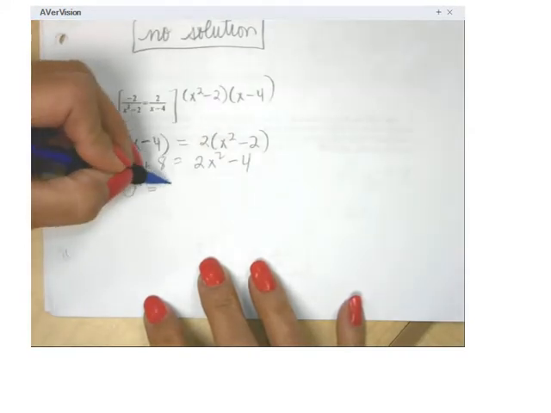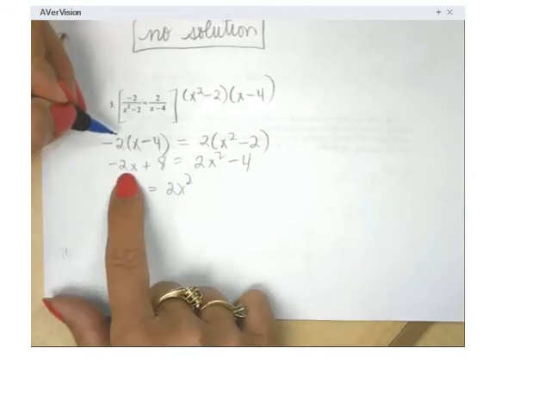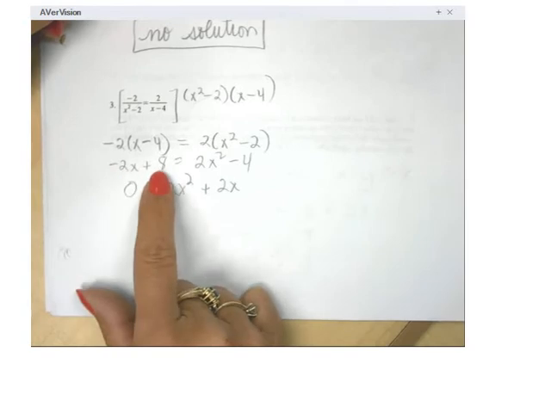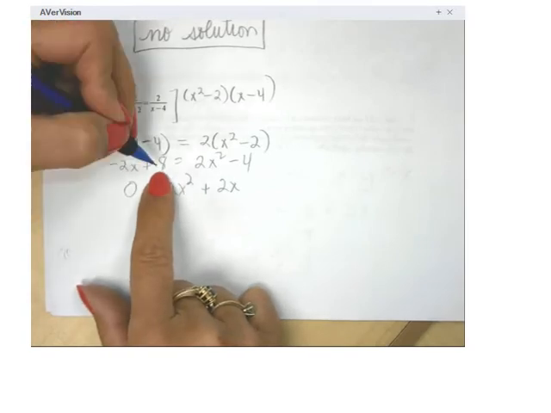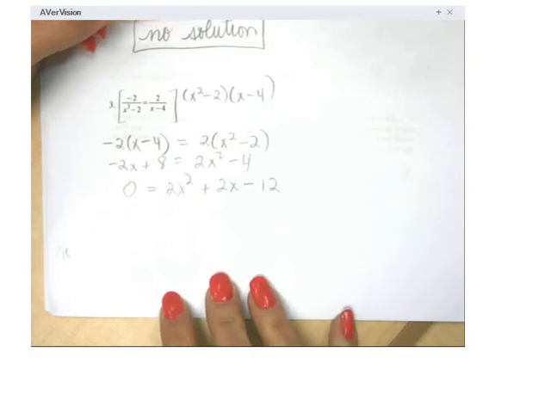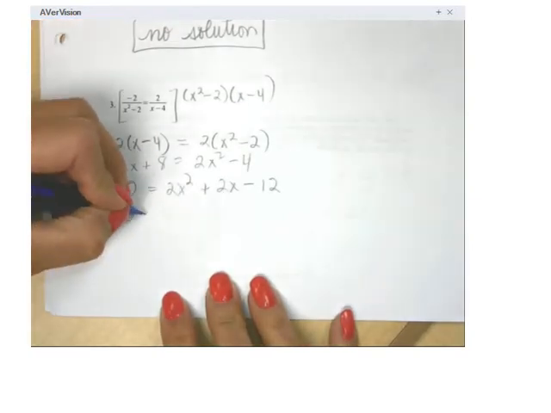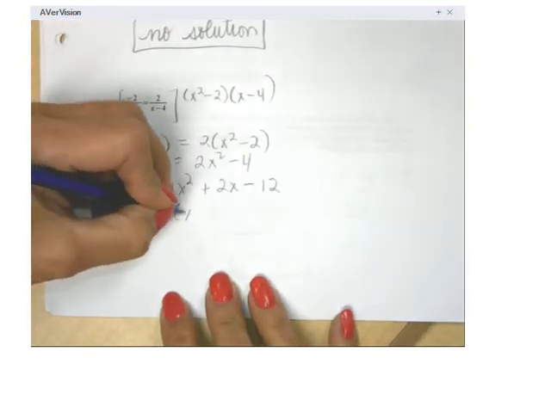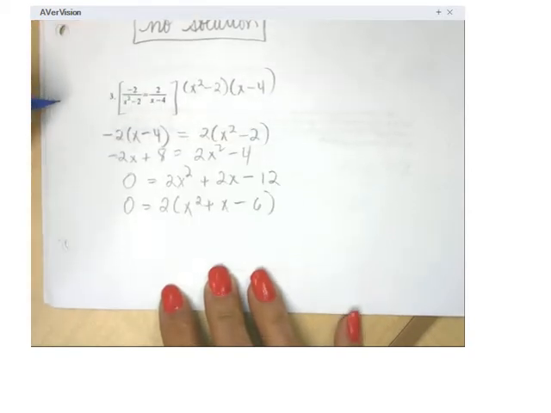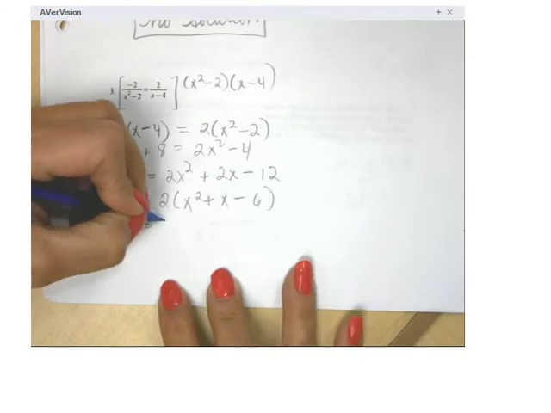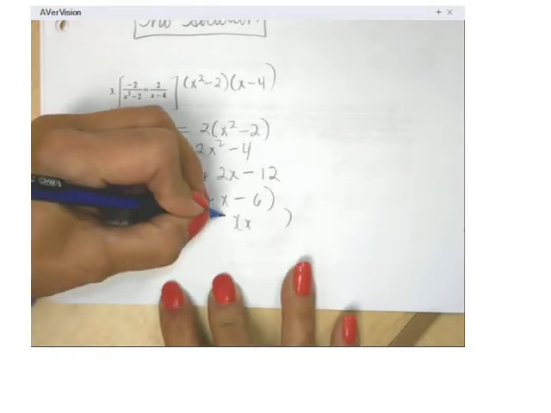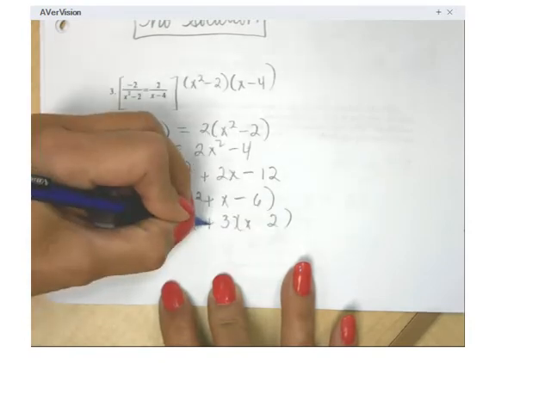So I'm going to add 2x to both sides. So I'm going to write this down. I'm going to add 2x to both sides, so I'll have a 2x over here. I'm going to subtract 8 from both sides, and when I subtract 8 from both sides, I'm going to have a negative 12. Now I'm ready to factor, and I'm going to pull out that common factor first, because if this thing factors, it's going to be easier to see if I pull out that common factor. It's going to factor. I can see it now.